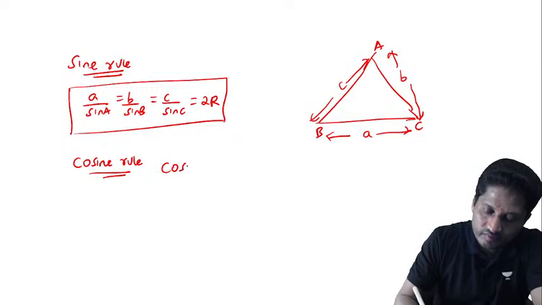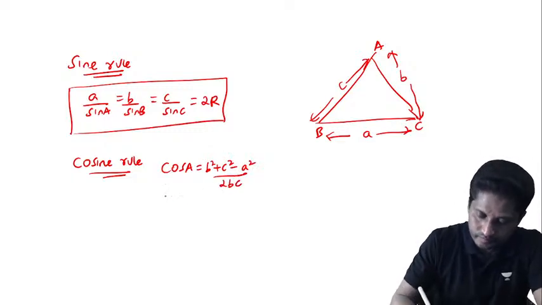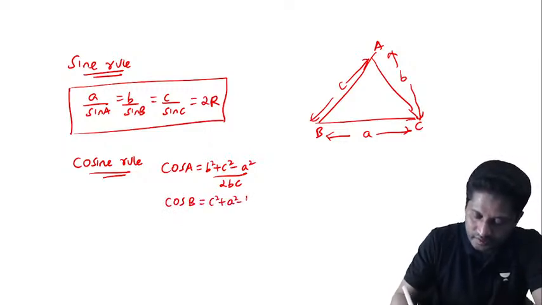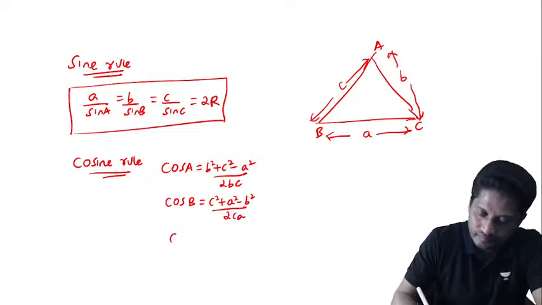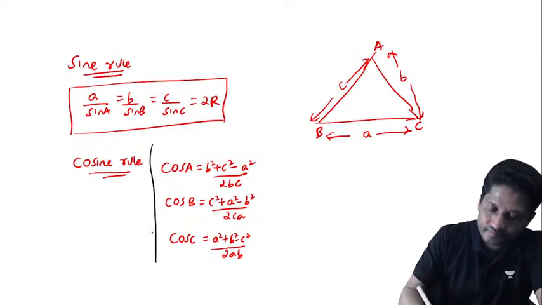Cos A is equal to (B square plus C square minus A square) divided by 2BC. Cos B is equal to (C square plus A square minus B square) divided by 2CA. And cos C is equal to (A square plus B square minus C square) divided by 2AB. Okay, remember the formula.